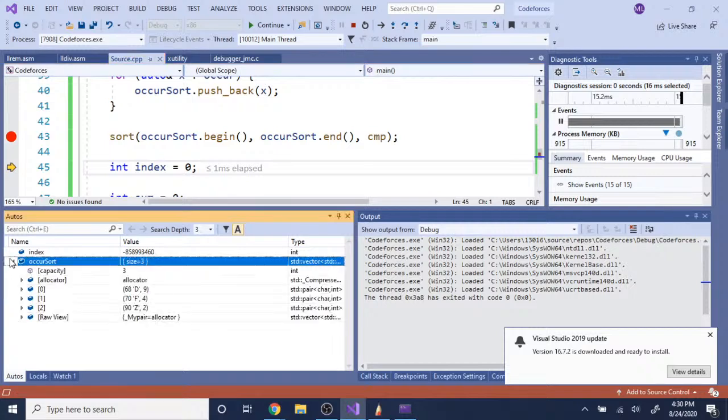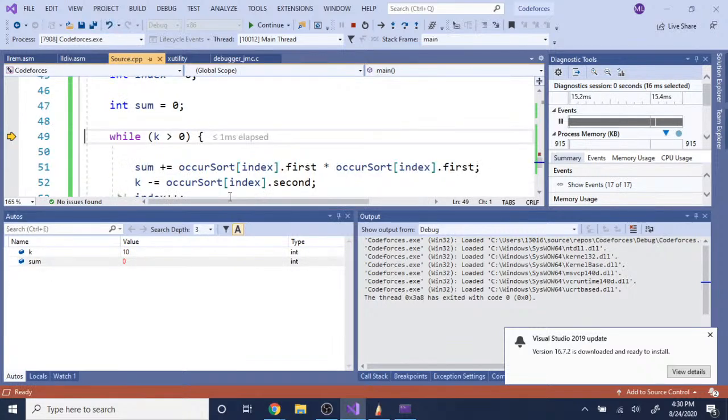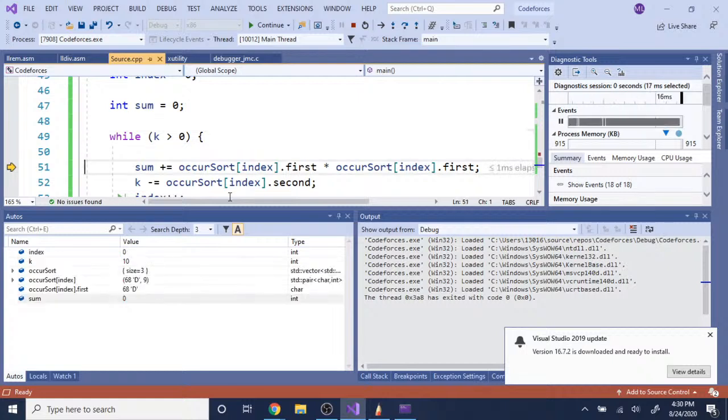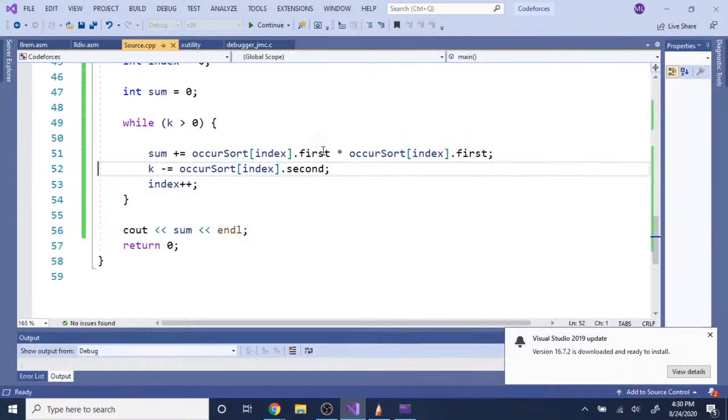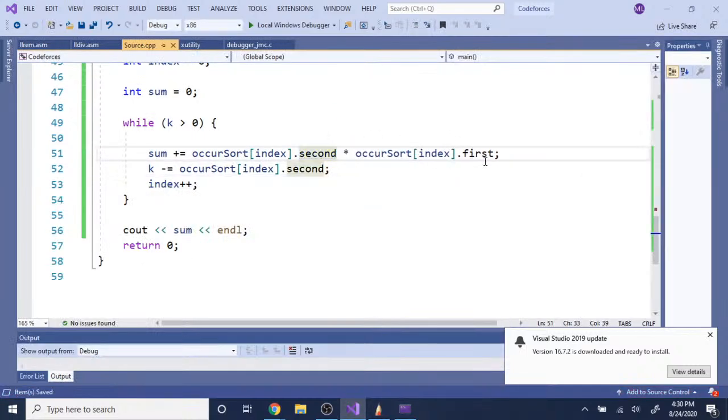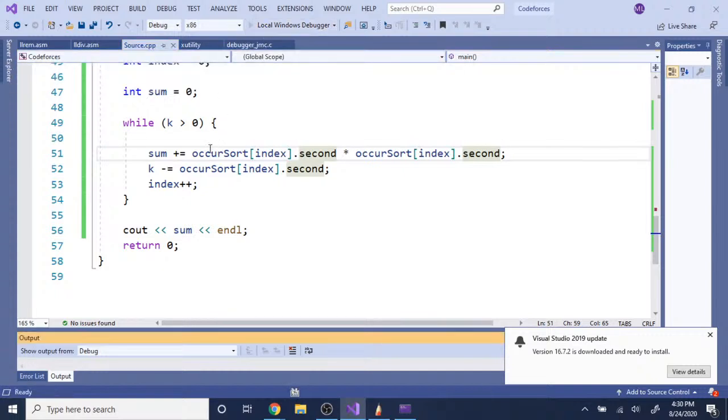So let's look at. Okay, so now it's D4 2. Okay, so k is greater than 0. We're going to sum up d's first times first. No, that's not what we should do. Sum up d's second times second. Okay, yeah. That's what we're supposed to do. So now it should give us 82.